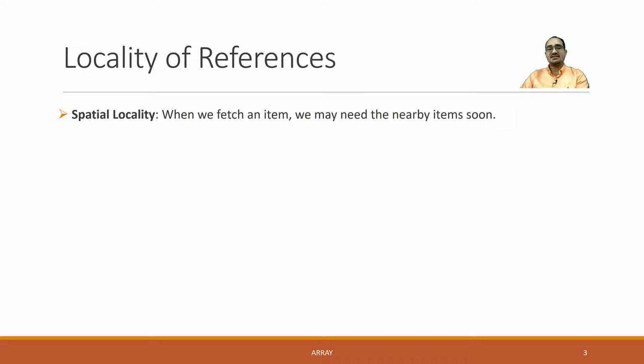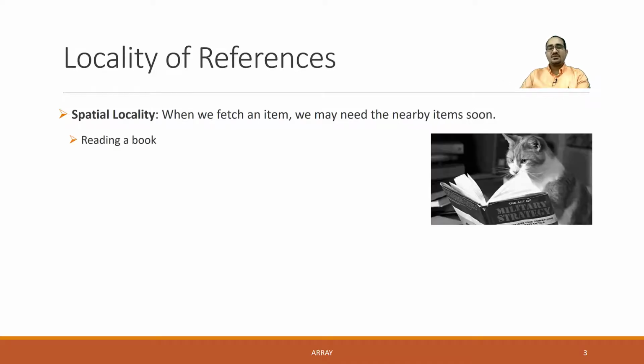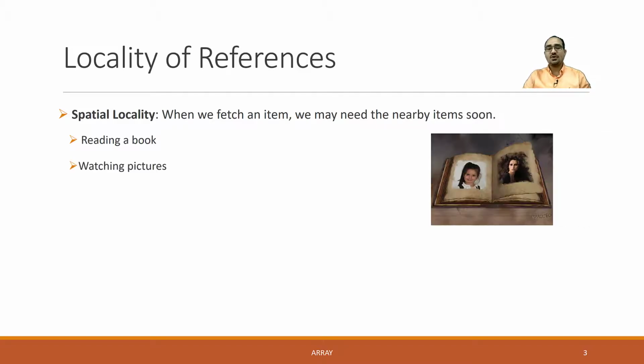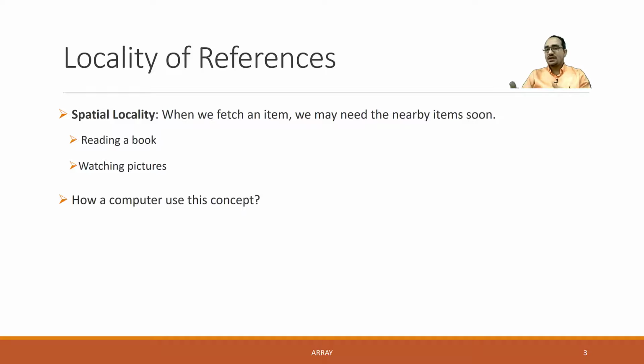Spatial locality says when we fetch an element from the memory, we may need some nearby items very soon. For example, when you are reading a book and you open the book, with high probability you will read some pages before and after that. And when you open a picture and you want to watch it, with high probability you will watch some other pictures before and after that, right? And how does the computer use this concept in order to accelerate processes?